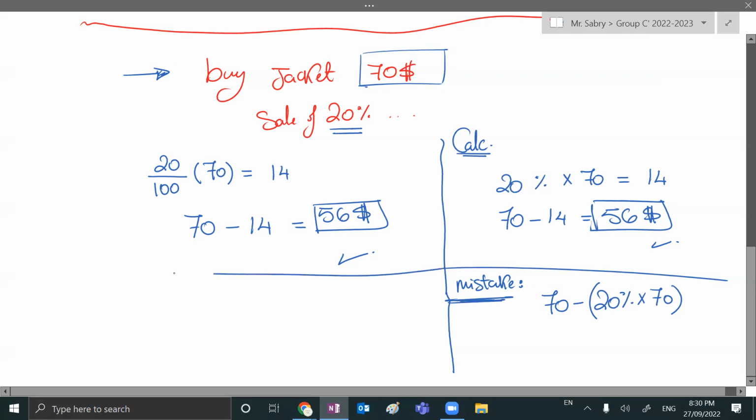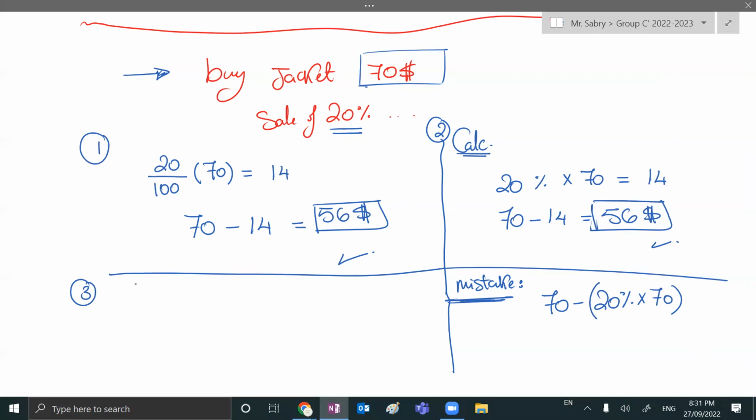One more thing I wanted to say: there's a third way, also a correct way. So here's the first way, the second way, and then a third way, not a mistake, which goes like this. If I'm going to lose or remove 20% of the price of something, then what is the actual percentage that I'm going to pay? The percentage, not the amount. Anyone? Again, let me rephrase the question.